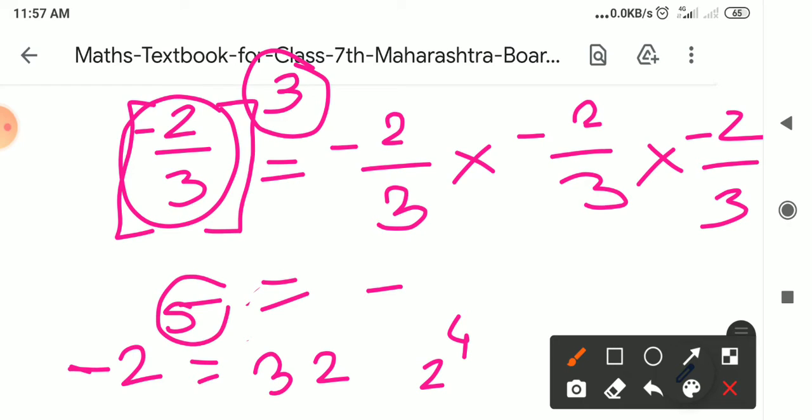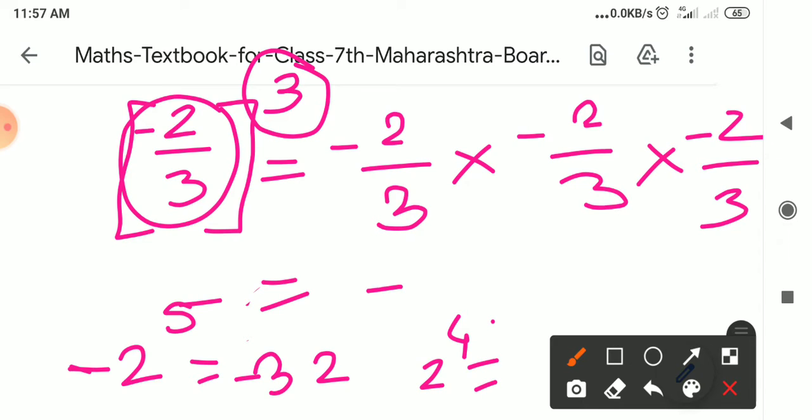If you see here, 5 is an odd number. If the power is an odd number, the answer will come negative. And if it is positive, its answer will come 32 only, but plus 32. The reason behind it is that the power is positive. And its opposite, if here it is raised to 4.